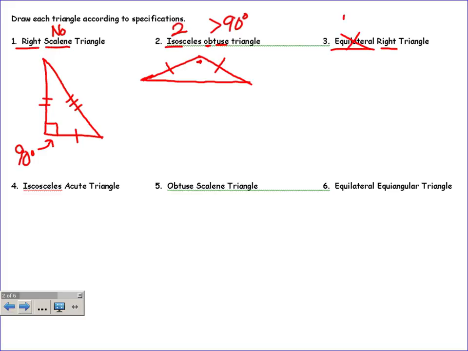Let's make it an isosceles right triangle. Why can't you draw equilateral? Because equilateral would have all three sides the same, and you still need a 90-degree angle. You can't have three 90-degree angles in one triangle. It just won't work. So, isosceles right triangle. Remember, iso means two, right means 90 degrees. So I drew my 90-degree angle, and I made these two legs of the triangle the same length.